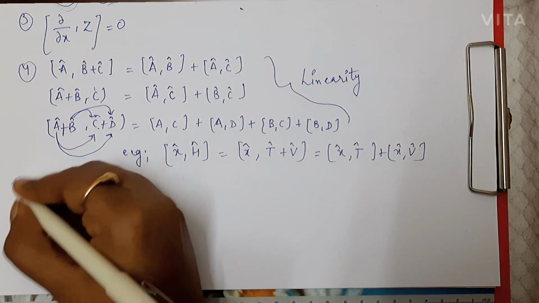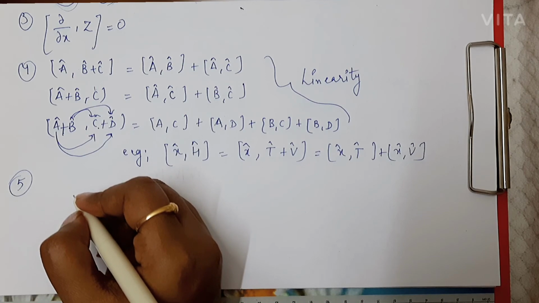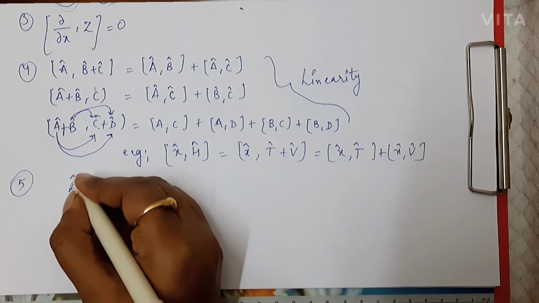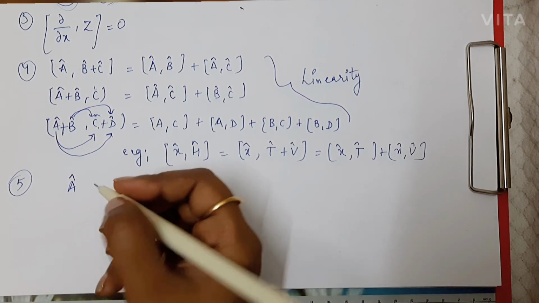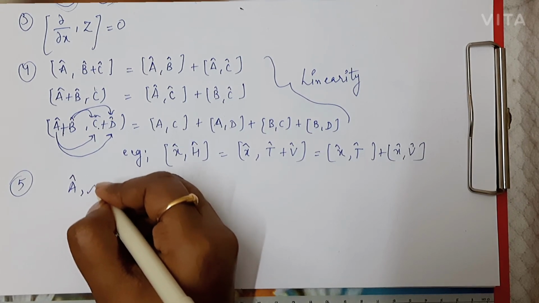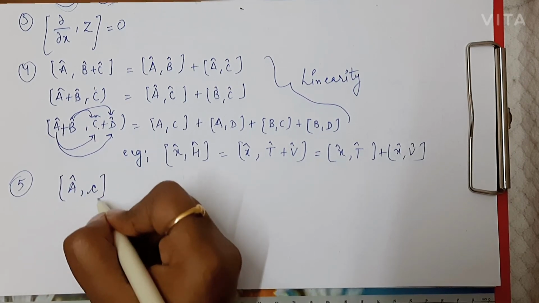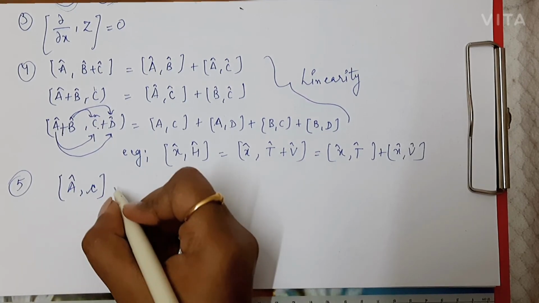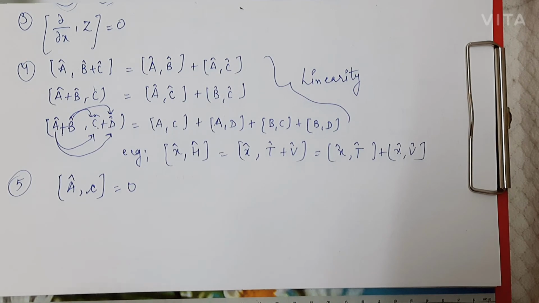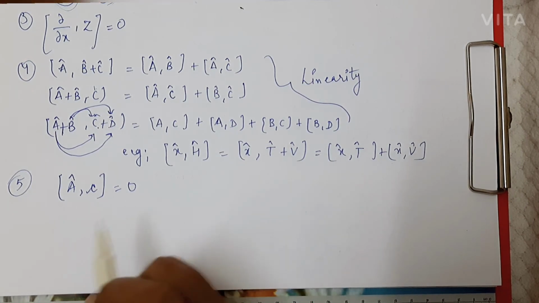Now the fifth property is, if we have a linear operator, it is going to always commute with any constant value. Suppose we have some constant value as c. So we have an operator a and we want to find out its commutation with any of the constant c, then it is going to be equal to 0. Commutation of any operator with constant is always 0.